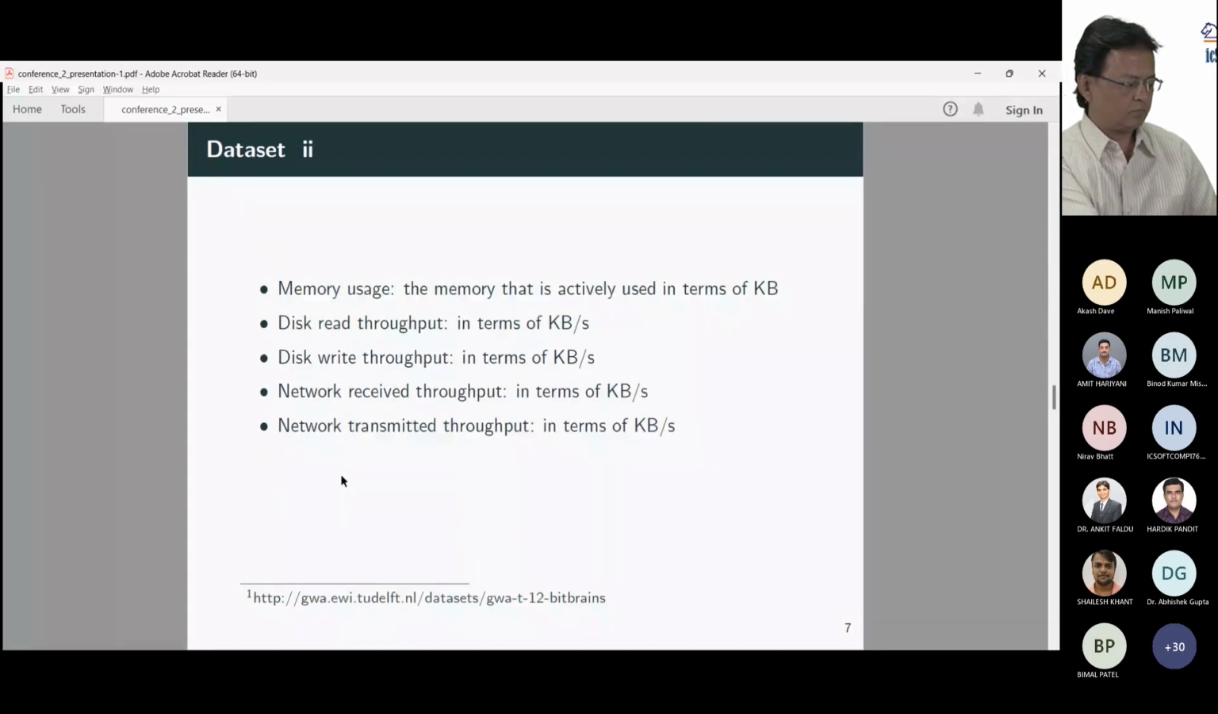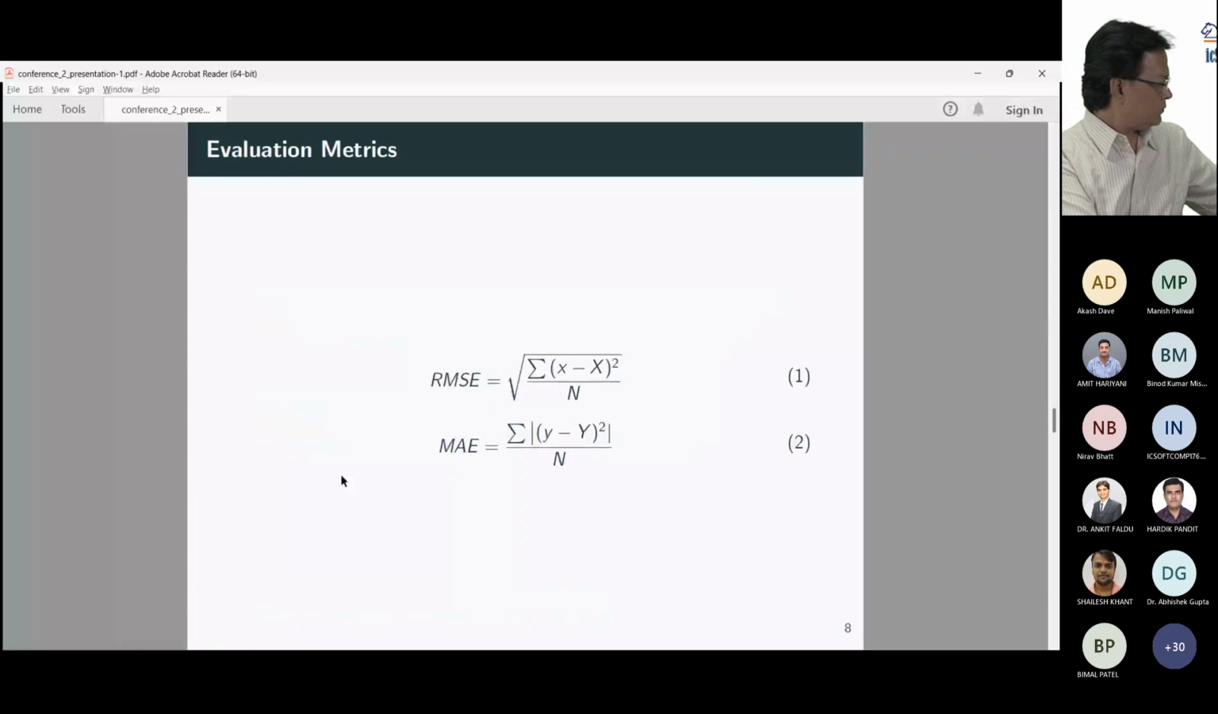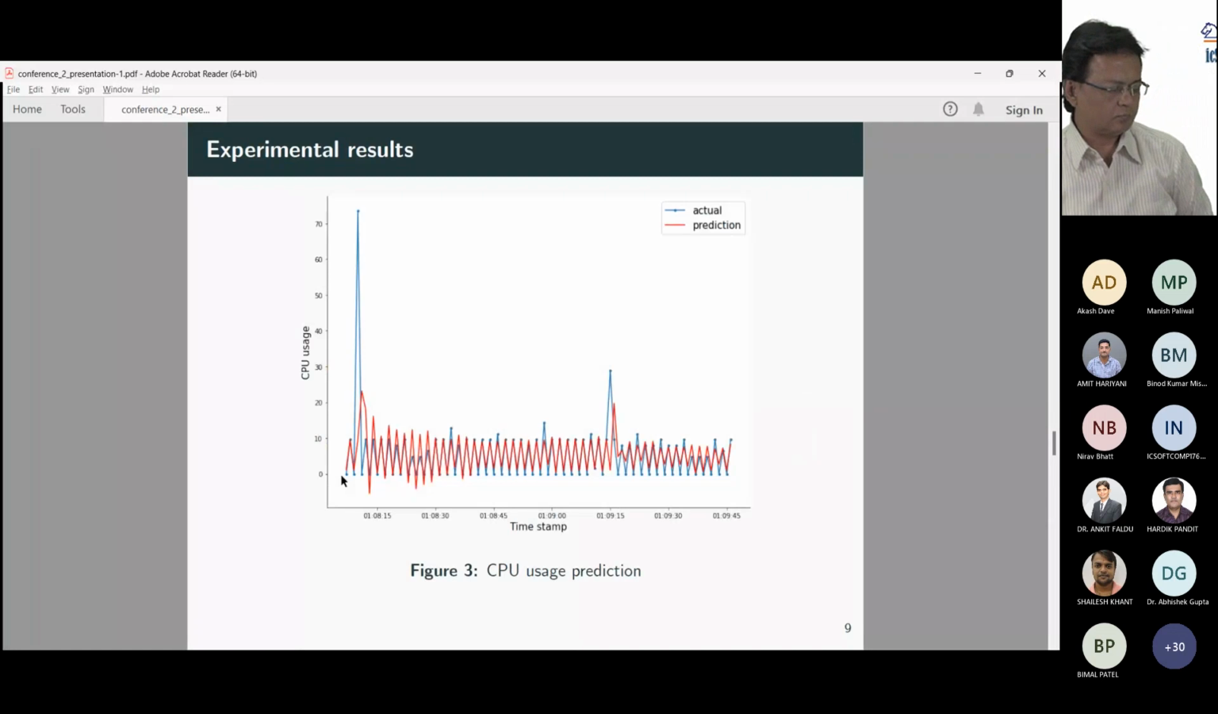In order to check the accuracy of the model, we have checked the RMSE and MAE, that is, root mean squared error and mean absolute error, for the proposed model. In this graph, we can see the CPU utilization for the model, where the blue line is for the actual value, and the red line shows the predicted value.